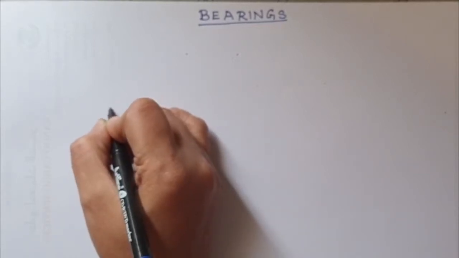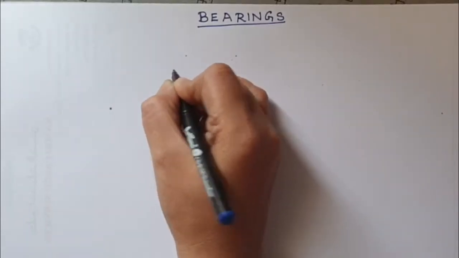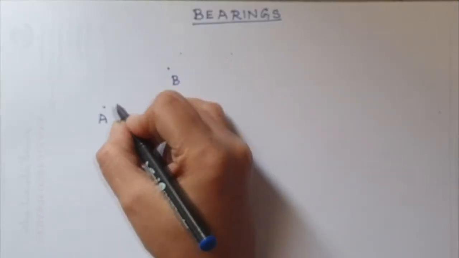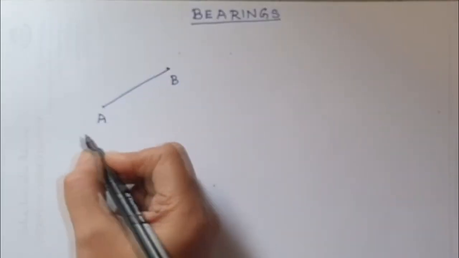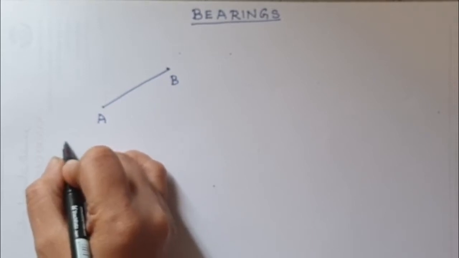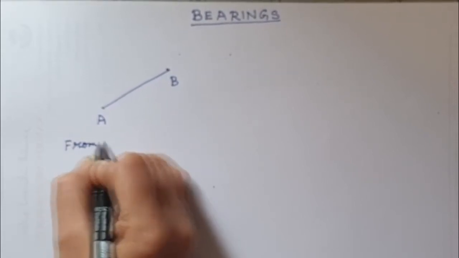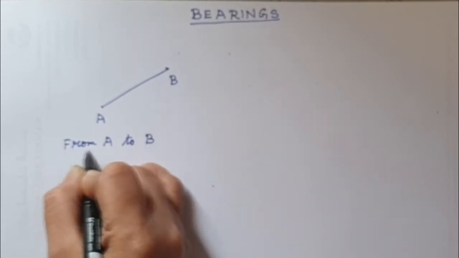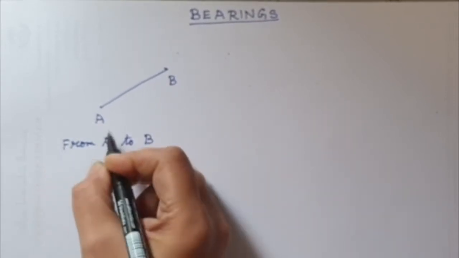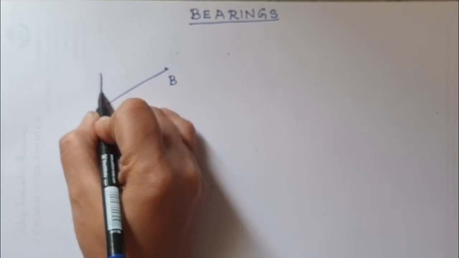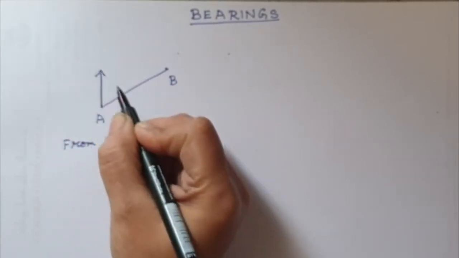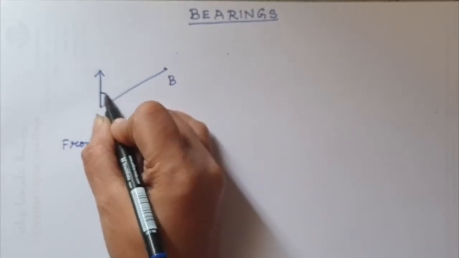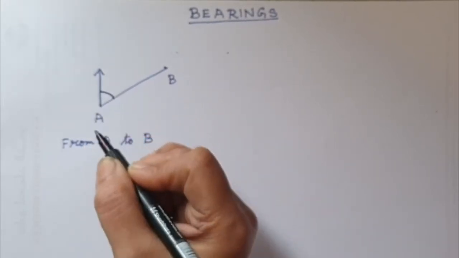Suppose you have a point A and a point B, and you need to find the bearing from A to B. We are at the position of A, so we need to draw a north at A. Towards the point B, where the line AB joins, this is the angle we need to measure.